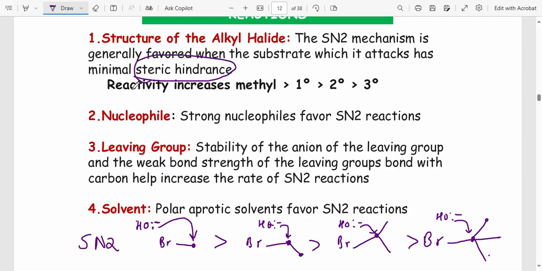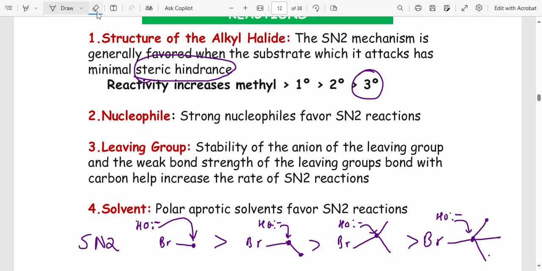So the reason why this reactivity is like this is because of steric hindrance. Tertiary alkyl halides are more sterically hindered than the methyl halides. And that's why the reaction becomes slower for tertiary ones.